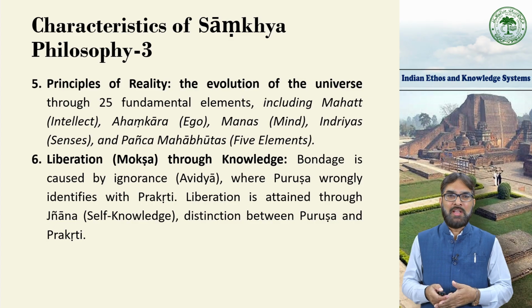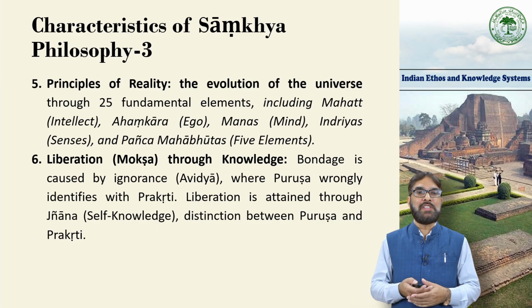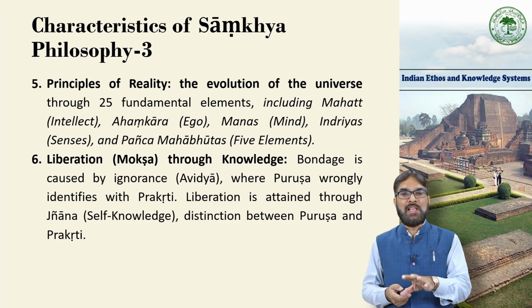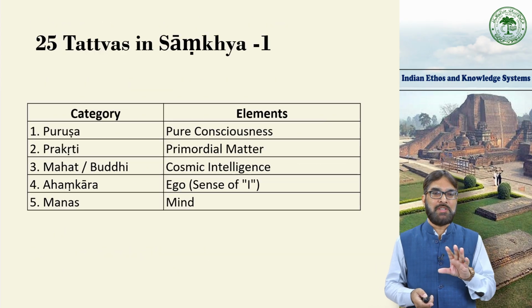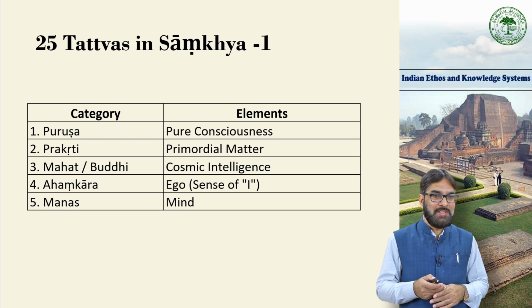Liberation through knowledge. Bondage is caused by ignorance, that is avidya, where Purusha wrongly identifies with Prakriti. Liberation is attained through Gyan, that is self-knowledge, the distinction between Purusha and Prakriti. So these are the 25 elements that Samkhya philosophy suggests.